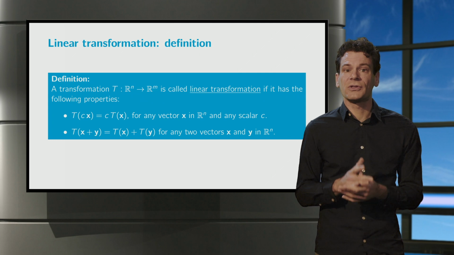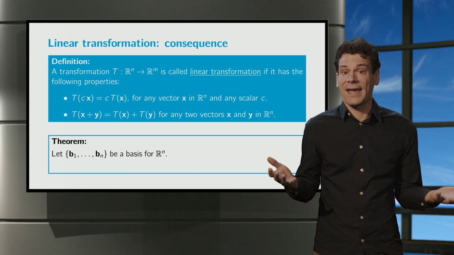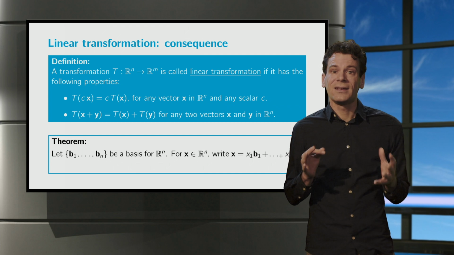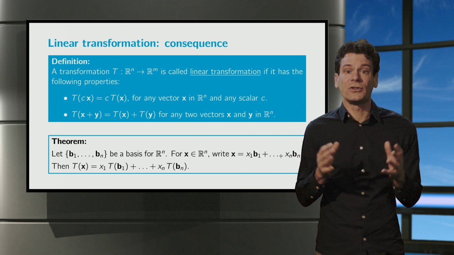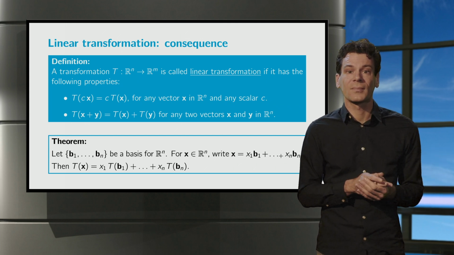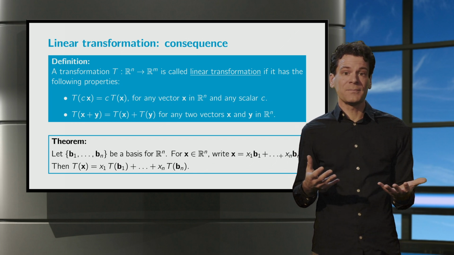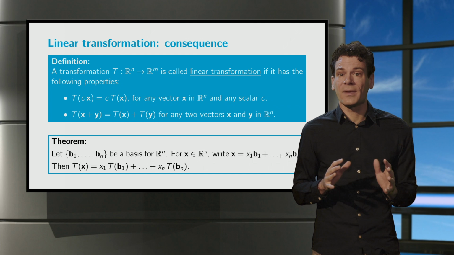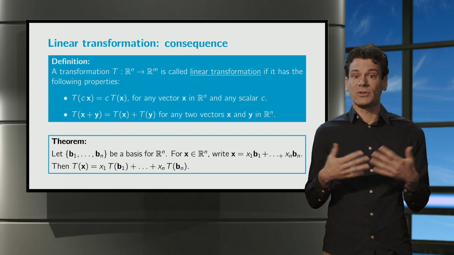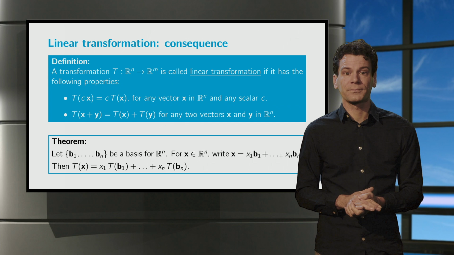An important consequence is the following. Suppose you pick a basis for Rn, so that you can write any vector x in Rn as a linear combination of the basis vectors. Then Tx is a linear combination of the transformed basis vectors with the same coefficients x1 to xn. This means that if you know how the basis vectors transform under T, then you can easily calculate the transformation of all other vectors. We exploited this property in calculating the rotation in the example, and you will see more applications of this property in the rest of the week.